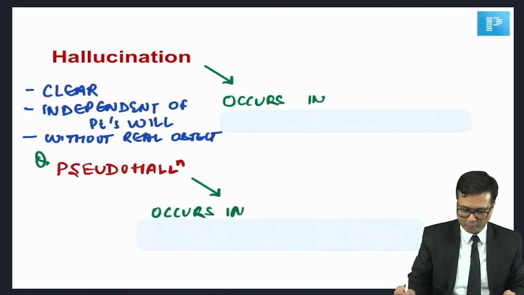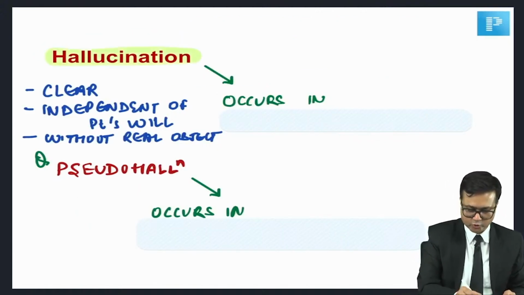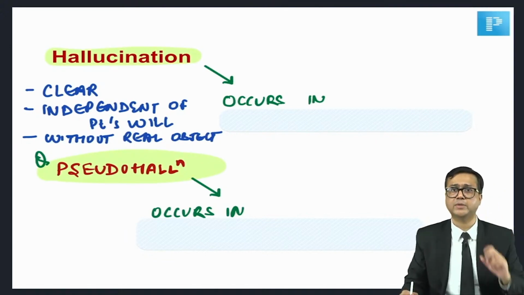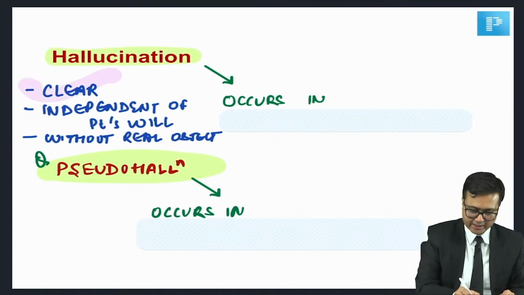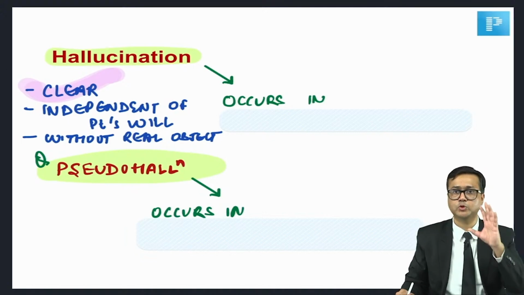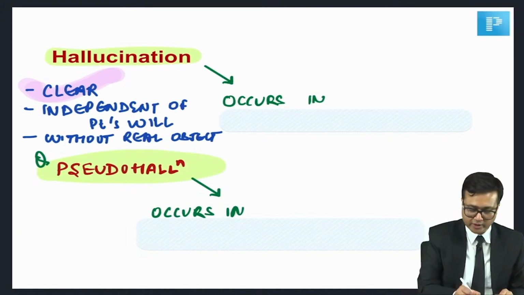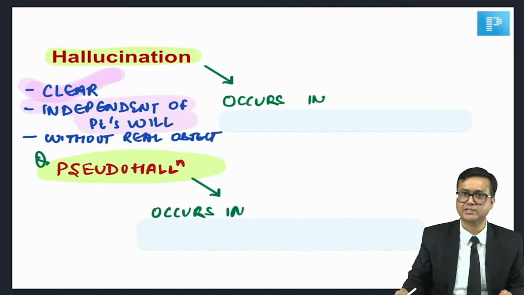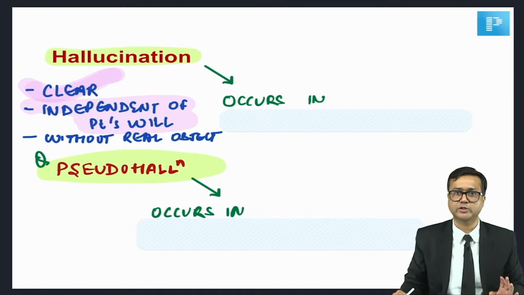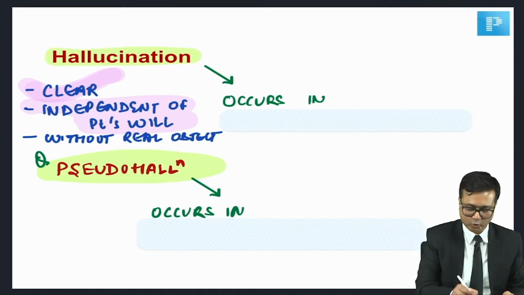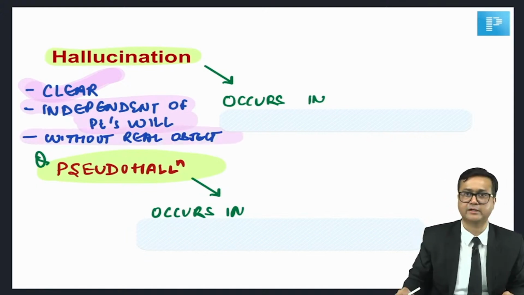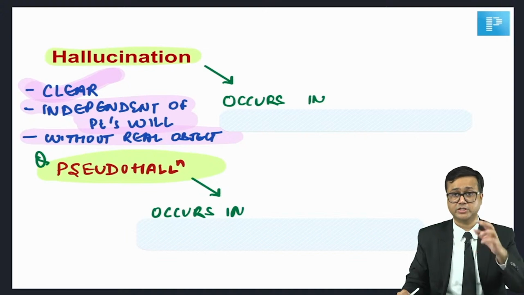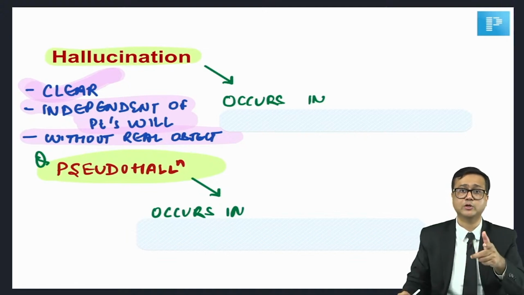Now there is one very important phenomenon which I want you to remember: hallucination and pseudo hallucination. Both of them are very similar. Both of them are very clear to the patient, so the patient is able to clearly experience them. Both of them are independent of the patient's will. Patient says, sir, it comes and goes on its own, it is not under my control. And both of them are without any real object. So what is the difference between hallucination and pseudo hallucination?